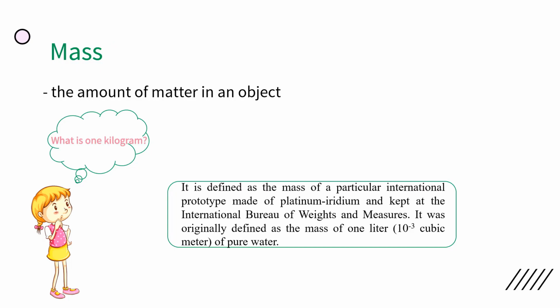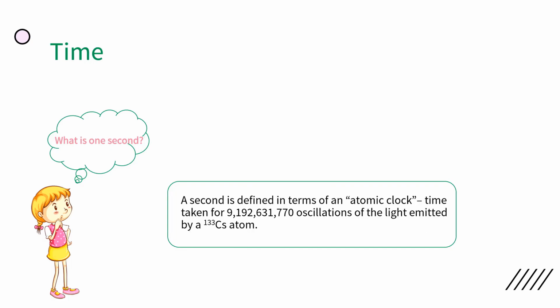Mass is the amount of matter in an object. 1 kilogram is defined as the mass of a particular international prototype made of platinum iridium and kept at the International Bureau of Weights and Measures. It was originally defined as the mass of 1 liter of pure water. 1 second, which is the standard unit of time, is defined in terms of an atomic clock. It is the time taken for 9,192,631,770 oscillations of light emitted by a cesium-133 atom.